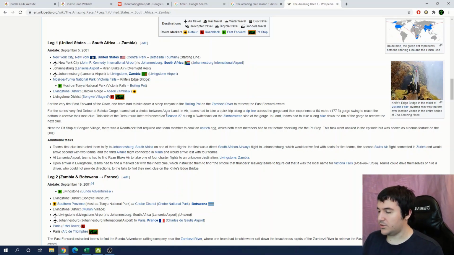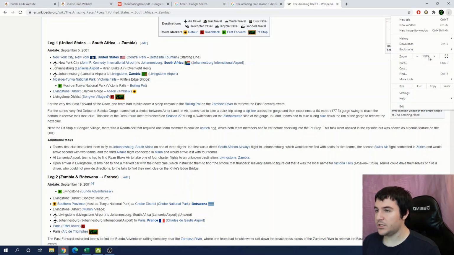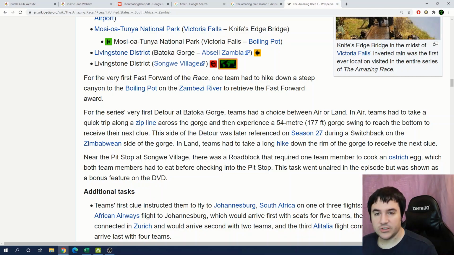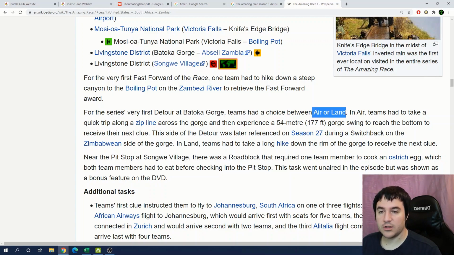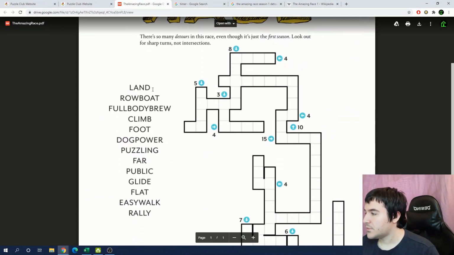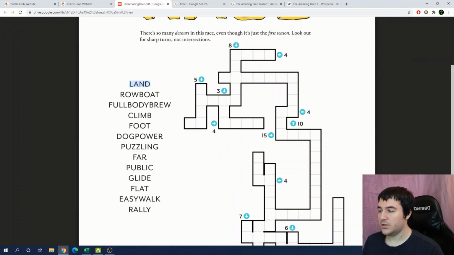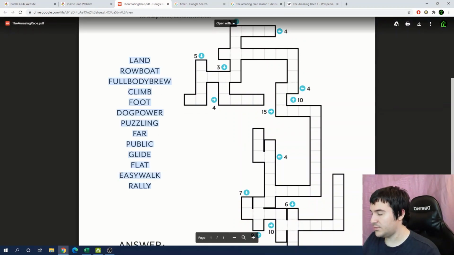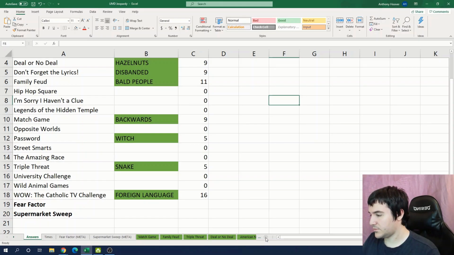Ah, that's right. Okay, so I'm on the Wikipedia page for the first season of The Amazing Race now. And each detour is described for each of the 13 episodes. And I'm remembering now that the detour gave them two options. The first episode had the options air or land. And land is one of our options here. So I'm pretty sure we're going to be entering the second choice into this grid here. So I'm going to transfer everything over to my Excel sheet.